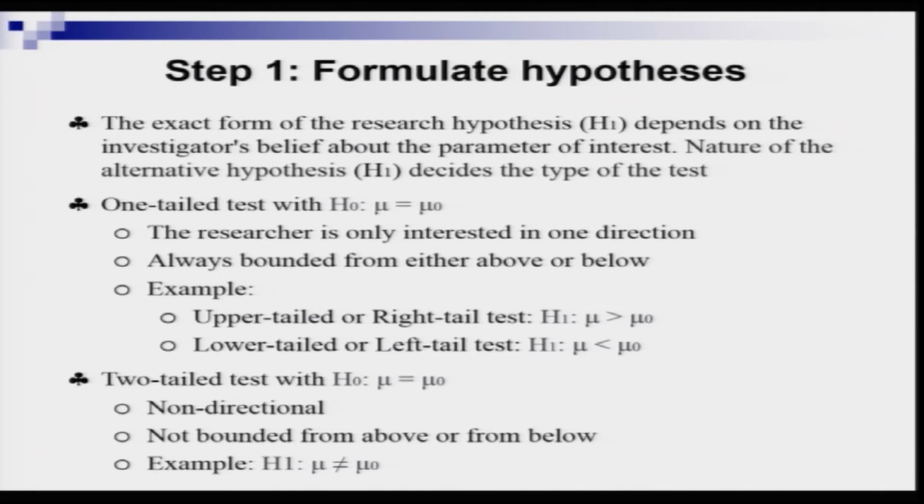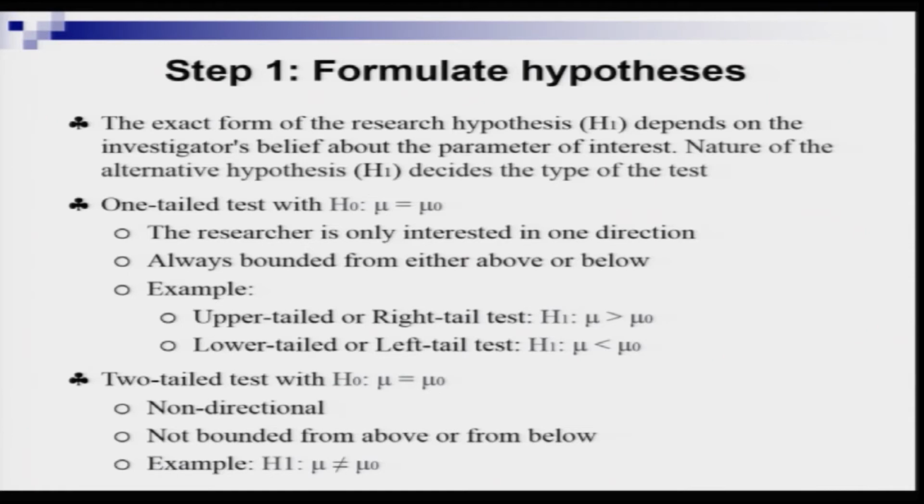As I explained before, the exact form of the research hypothesis H1 depends on the investigator's belief about the parameter of interest, and the nature of the alternative hypothesis decides the type of the test too. There are 2 types of tests, depending on the alternative hypothesis that one makes: one is called a one tailed test and the other a two tailed test. Let me first talk about the one tailed test.